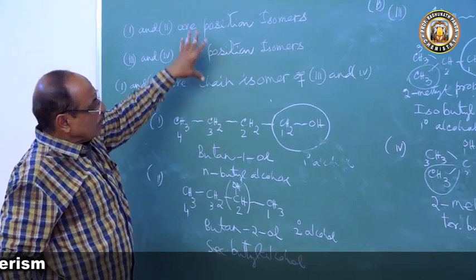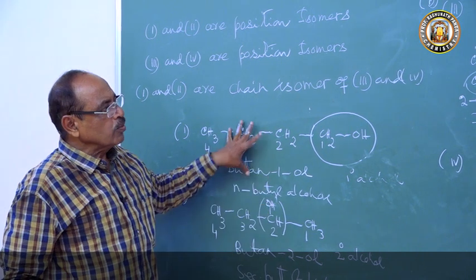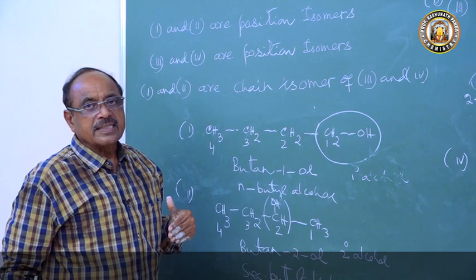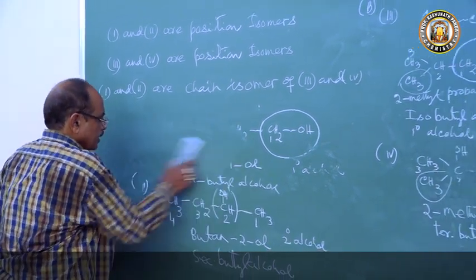Now 1, 2, 3, 4 are alcohols, whereas 5, 6, 7 are ethers. So we'll write here.